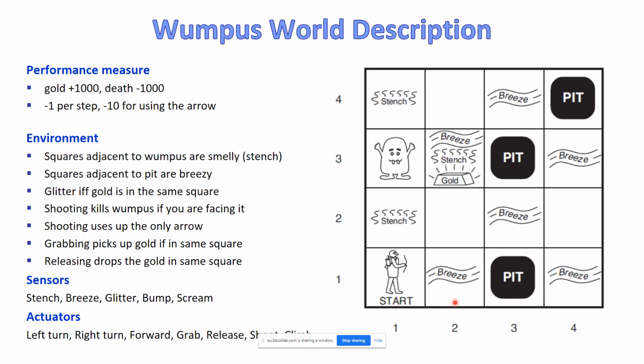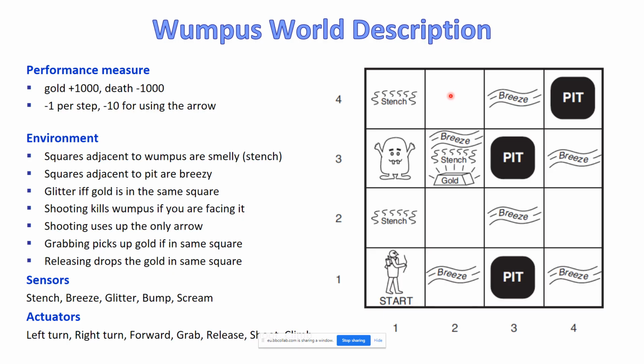Okay, so here, if you look at the example, there is a breeze here, here, here, and here, right? Because all of these rooms are next to this pit room. Also, there is a stench here because the Wumpus is here. There's stench here, there's stench here, but there's no stench here.